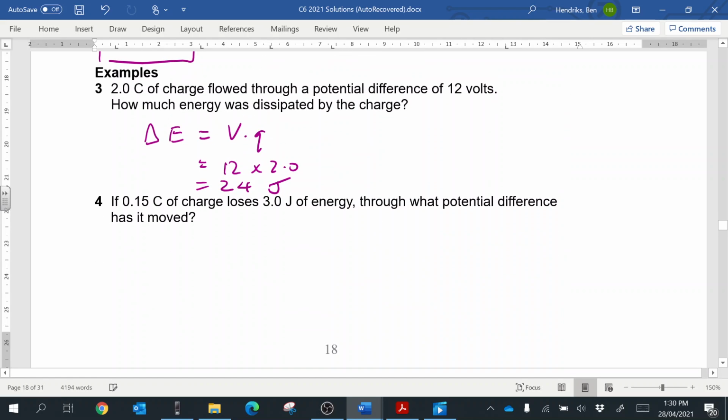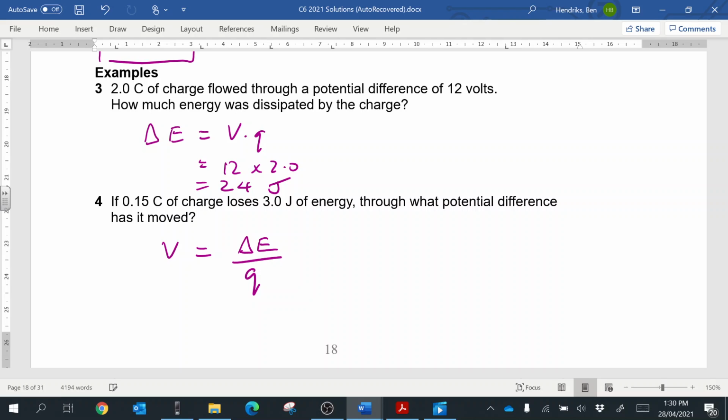Great. So in example 4, if 0.15 coulomb of charge loses 3 joules of energy, through what potential difference has it moved? Okay, so what was the voltage drop between those? So volts are equal to the change in energy over charge, which is equal to 3.0 joules over 0.15 coulombs. So it's equal to 20 volts. Just remembering that joules per coulomb are equal to volts. Joules per coulomb, like that.